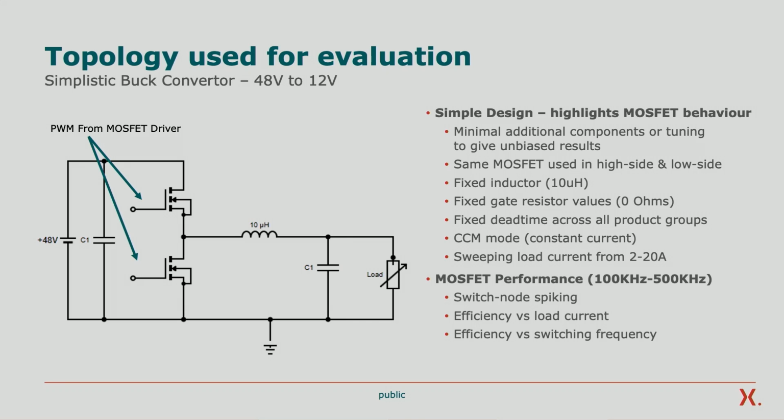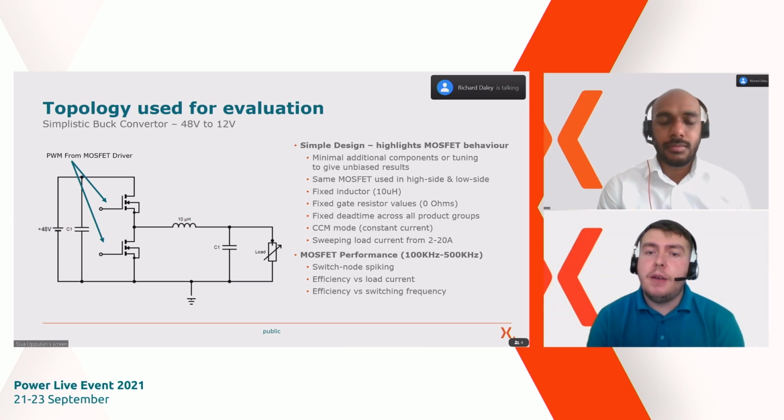We've been using the same MOSFETs for the high side and the low side for the testing, keeping a fixed inductor, a gate resistor of 0 ohms to actually see the benefits of the product, and keeping a fixed dead time. We're going to be running this test in CCM mode, and we're going to be doing some sweeps from 2 to 20 amps. The key areas that we're going to be looking at are switch node spiking, efficiency versus load current, and efficiency versus switching frequency.